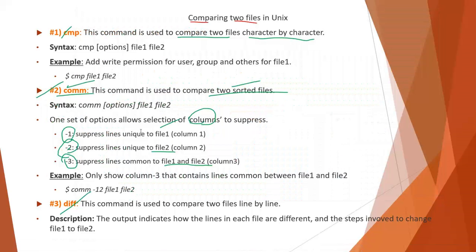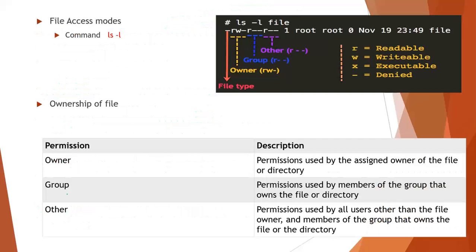Okay, so that is about these two or three important commands which are used to compare files. Comparing two files is done by these three commands called CMP, COMM as well as diff. Okay, next we'll go for the different types of file permissions we have.